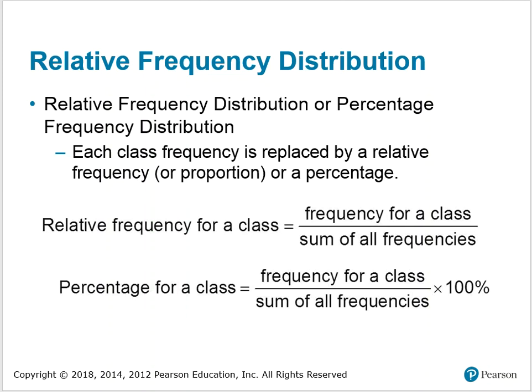So the next thing we're going to work on here is the relative frequency distribution. And I talked about this when I was showing you the original example. Each class frequency is replaced with a percentage or a proportion. So we're going to take the frequency for the class, divide it by the sum of all the frequencies, and then multiply it by 100 to turn it into a percentage.